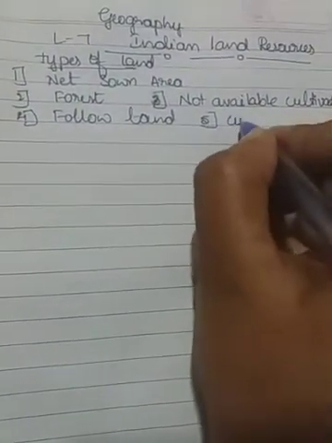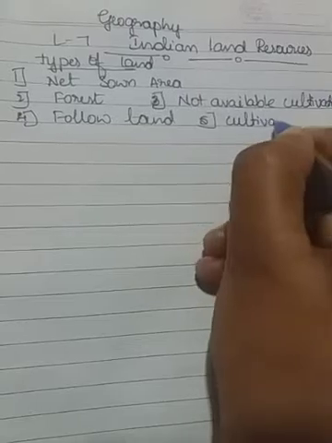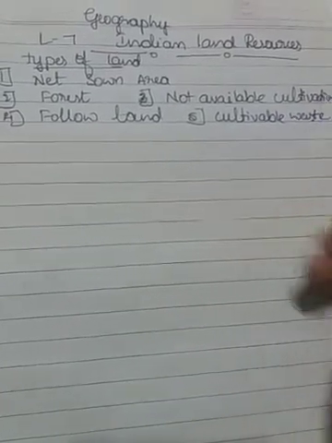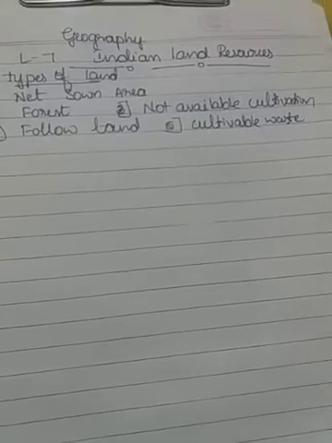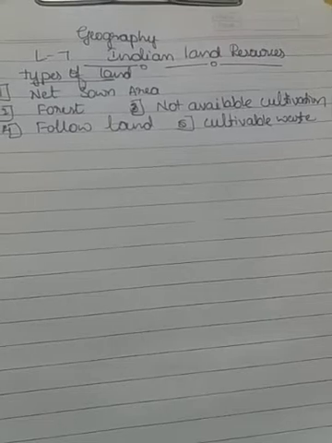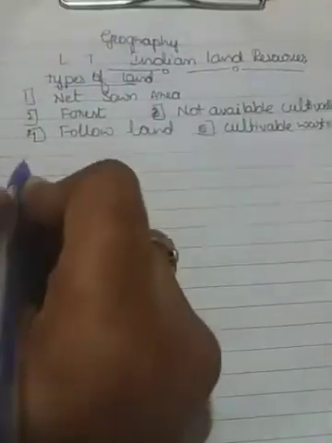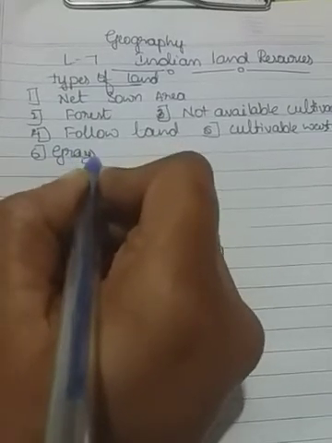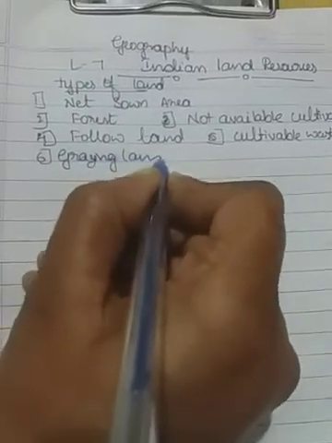Next is cultivable wastes, in the sense the land which is used to store the cultivable wastes, ಅಥವಾ ತಿಪ್ಪೆ ಅಂತ ಏನು ಹೇಳ್ತೀವಿ, ಅದನ್ನು ಸ್ಟೋರ್ ಮಾಡೋದಕ್ಕೇ ಯೂಸ್ ಮಾಡ್ತಾರೆ. And the next is grazing land, ಹುಲ್ಲುಗಾವಲು ಅಂತ ಹೇಳ್ತೀವಿ. That is called the grazing land.